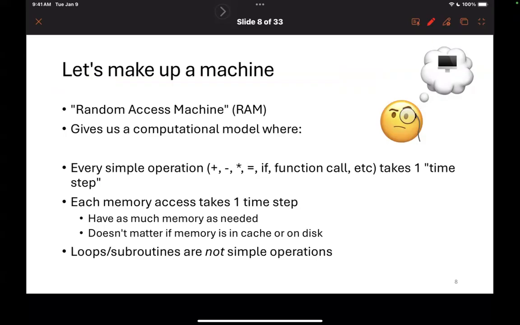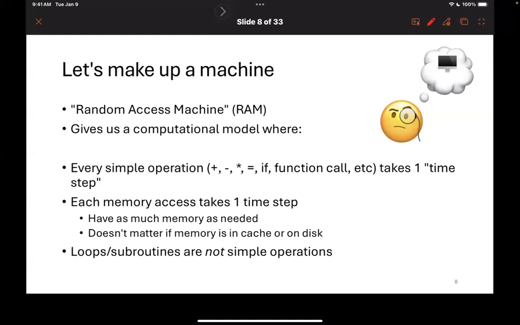This gives us a model where we're going to say every simple operation, so that's addition, subtraction, multiplication, assignment, if statements, computing any conditionals, calling a function, all those sorts of things, takes one time step. Time step is in quotes because in actuality, it could take my super old PC forever to do one thing, but it can take the supercomputer negligible time. So we're going to say it takes one time step.